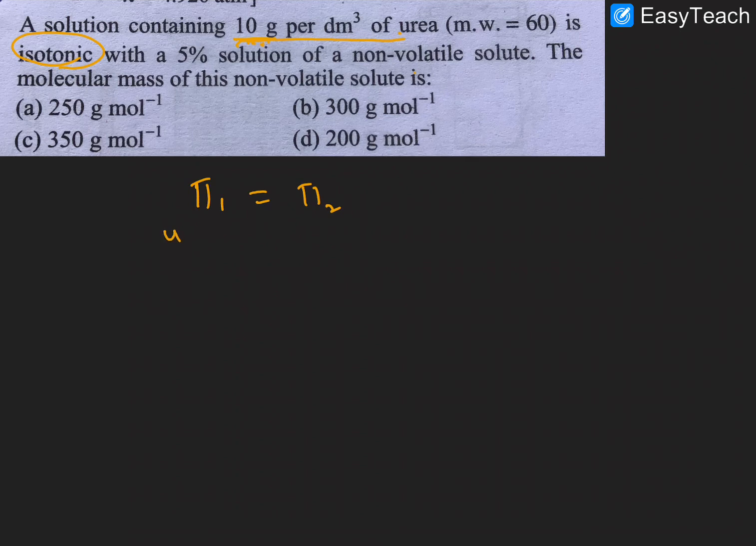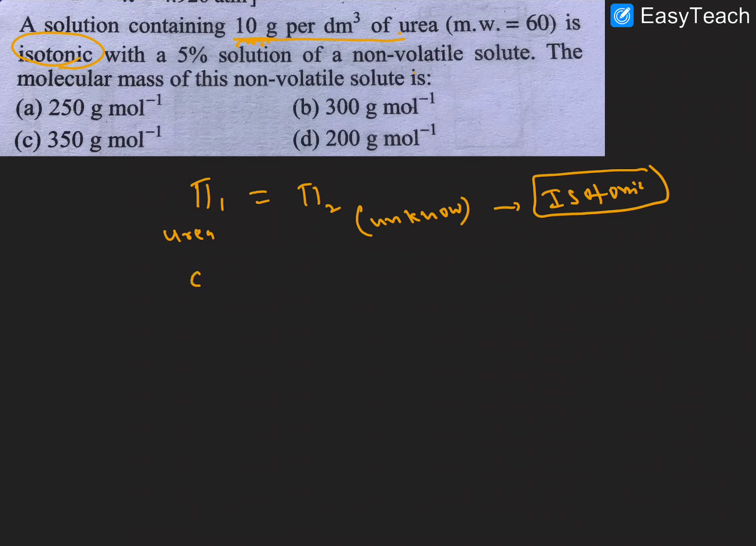So the osmotic pressure of the first one is very clear, they are mentioning it is urea. The osmotic pressure of the second one is a non-volatile solute, this is nothing but unknown, right? We don't know. These two are isotonic, the pressures of both are equal. Already we discussed the concept of osmotic pressure in the video.